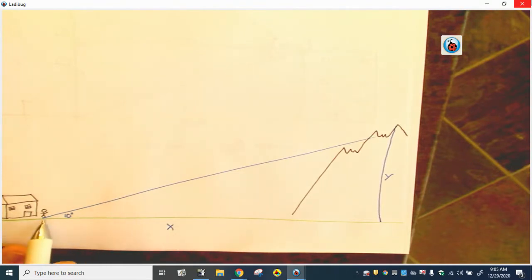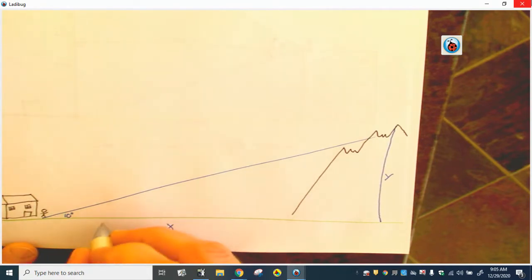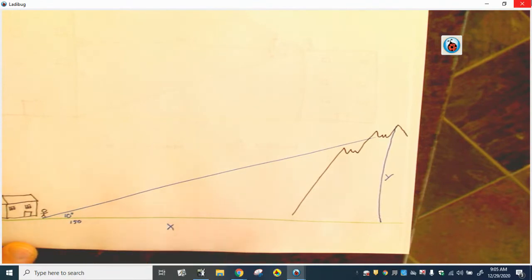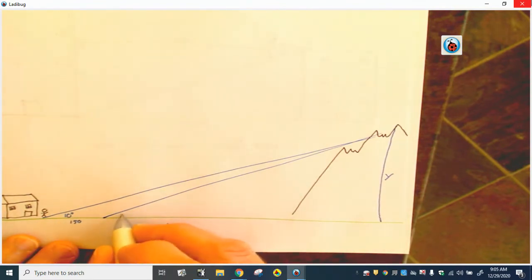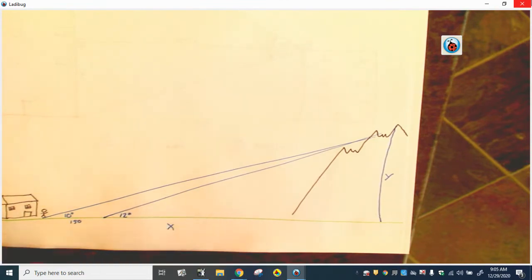And then what you do is you walk a set distance towards your object. Okay, so let's say we walked 150 feet. Okay, obviously the farther you walk, the bigger the change. And then you remeasure the same angle of elevation. Now, what should happen is that angle of elevation should increase. It has to, right? So if it was 10 degrees before, now it's 12 degrees, okay?